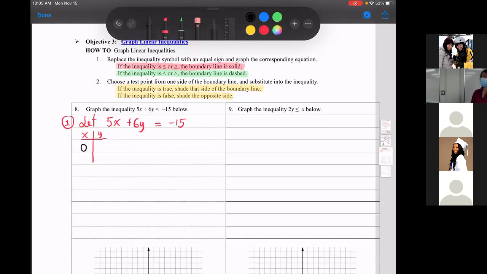If I pick 0 for x, what happens? What's y equal to? You solve for y. What's -15 divided by 6? -2.5. So if x is 0, y is -2.5.